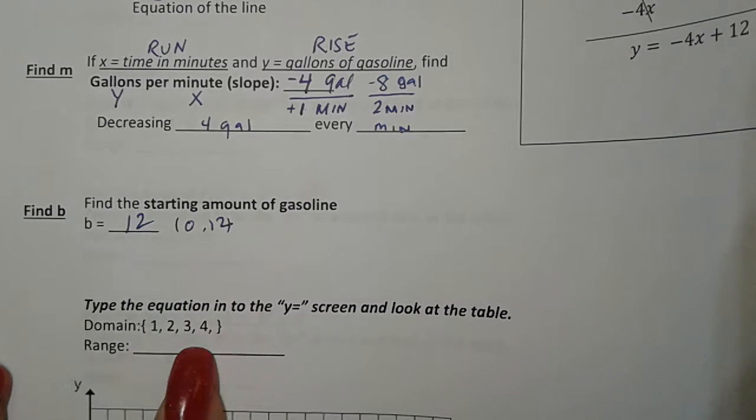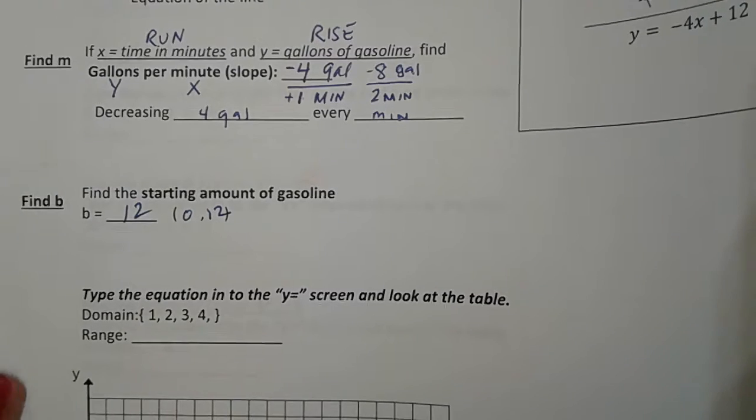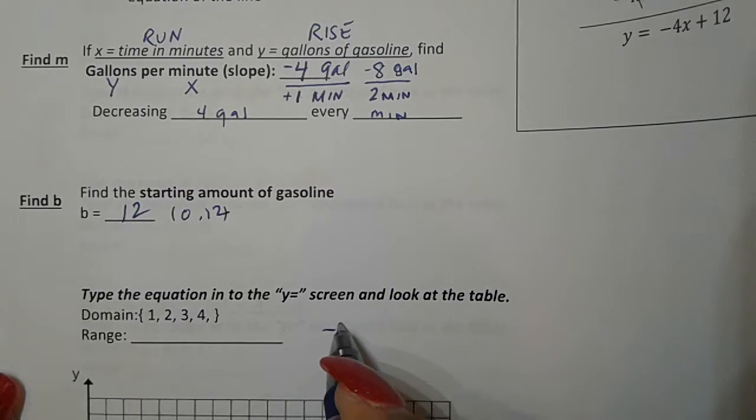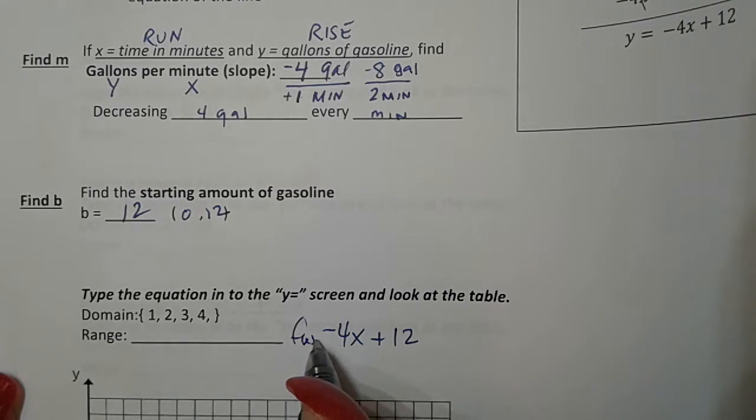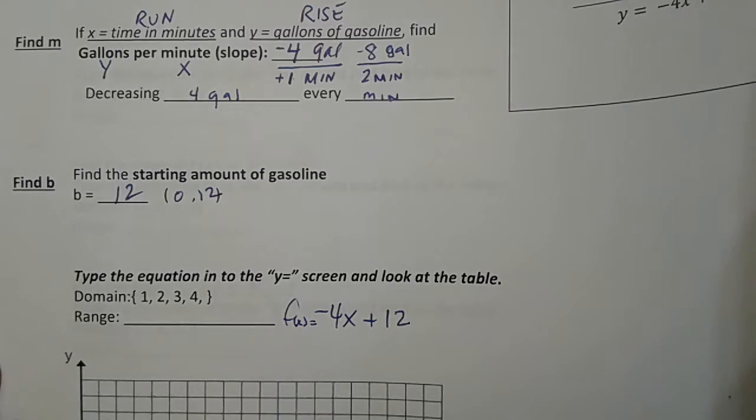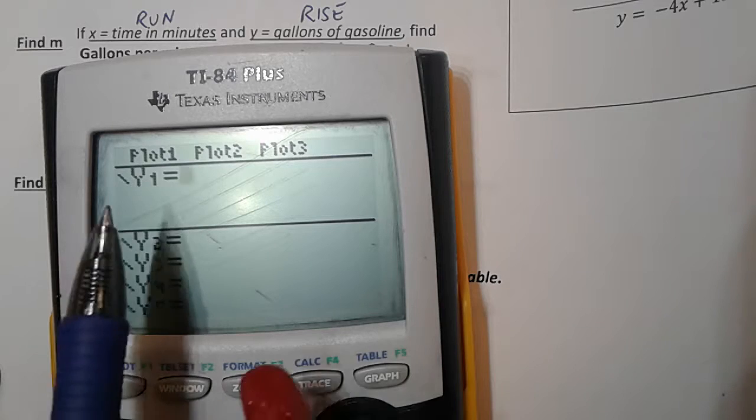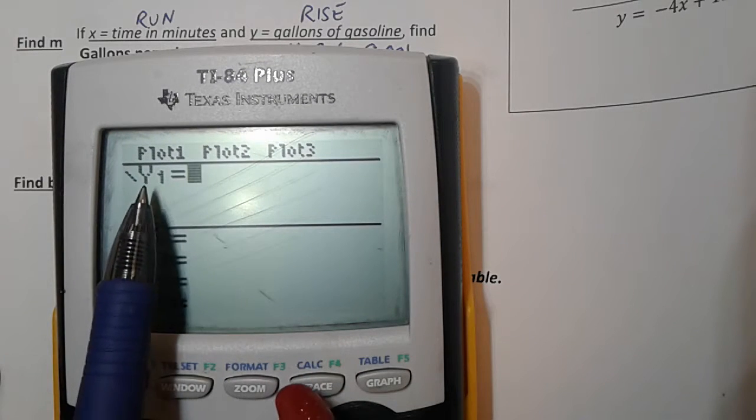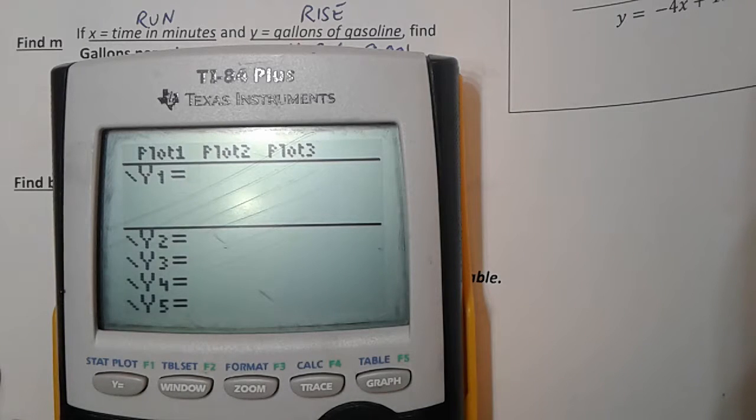Now let's use the calculator to find the range this time. What is the equation we're going to use? -4x plus 12 is the part you put in the calculator. The f of x doesn't go in the calculator. It's already there. Remember, y is the same thing as f of x. So, -4x plus 12.